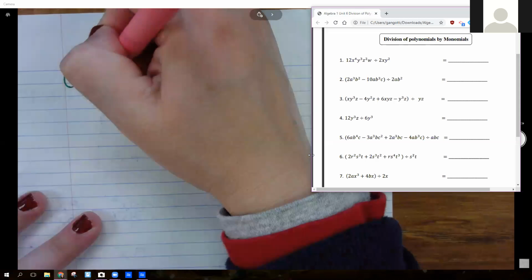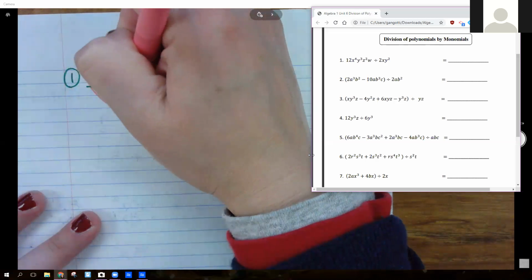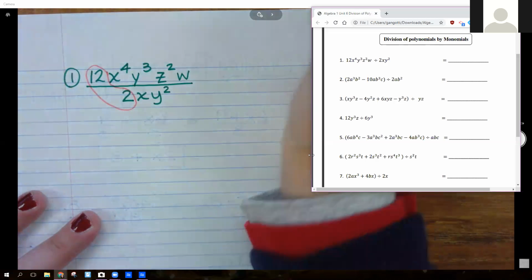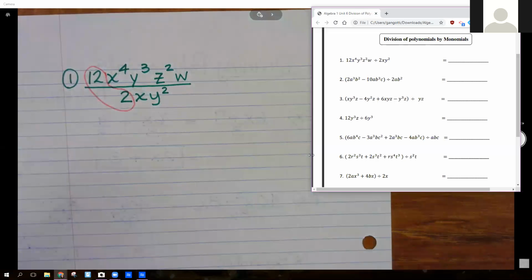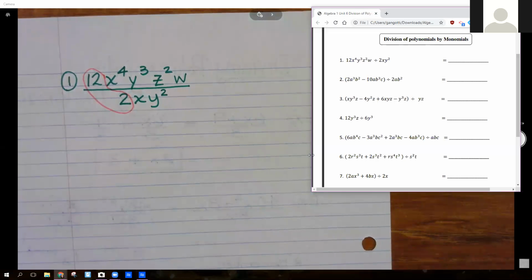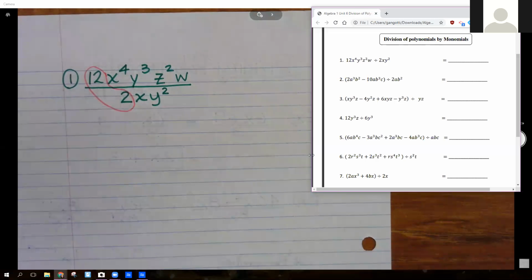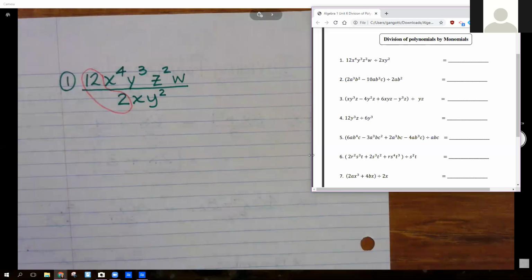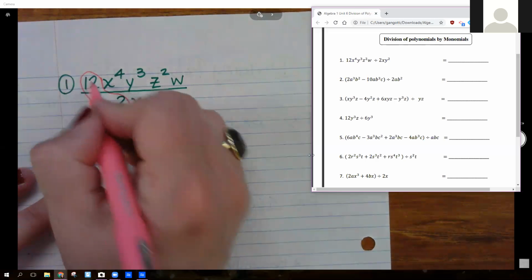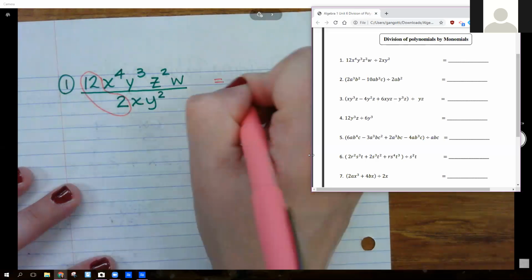All right, so you start out with the numbers in the front, which would be, in this case, the 12 and the 2. Now, don't divide those, okay? Because they're just plain old numbers. So, I'm sorry, no, don't subtract those. That's what I meant to say, because they're just plain old numbers. You want to divide them. So 12 divided by 2 is 6.